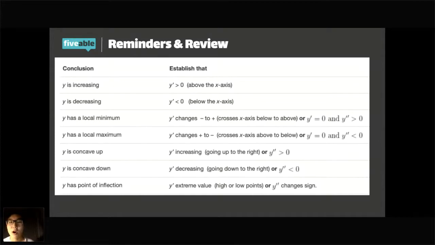In addition, concave up and down has to do with whether the second derivative is positive or negative, or if the first derivative is increasing or decreasing. You could play so many games with how many times I'm going to say derivative and integral today. And also points of inflection are when there's an extrema in the first derivative, or when the second derivative changes signs. I might just start saying y prime and y prime prime.